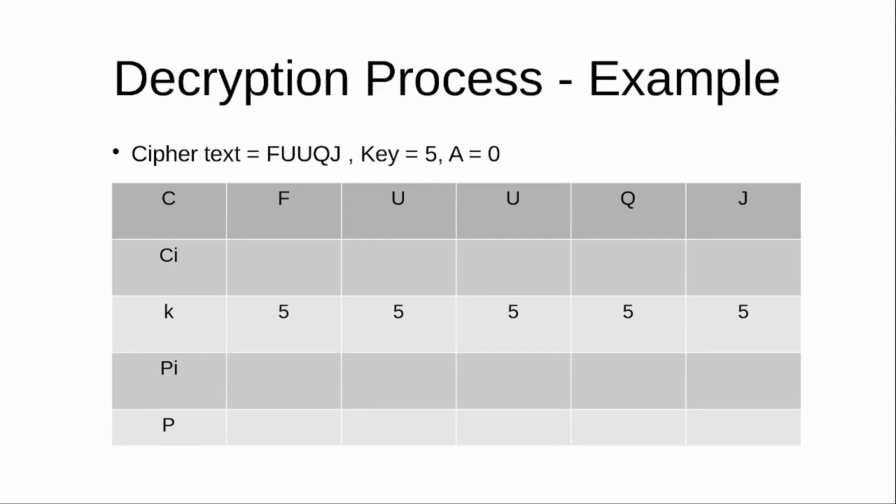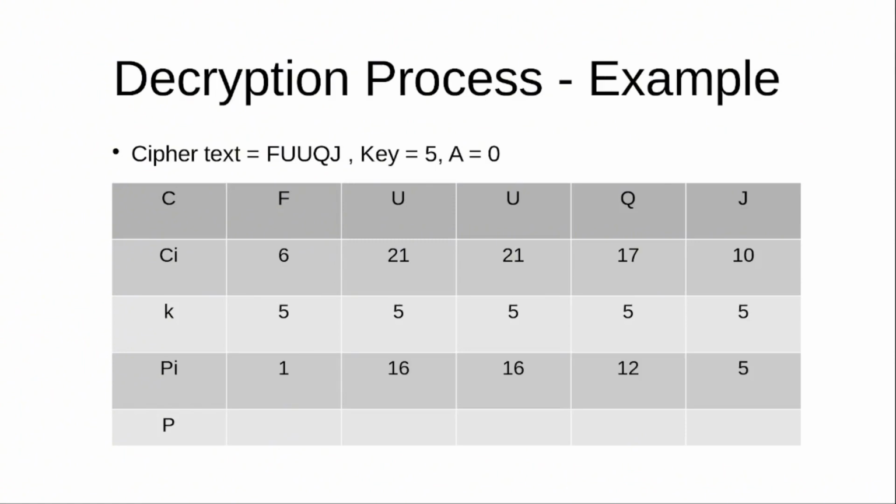Here we need three things: the ciphertext, the key, and the starting alphabetical value, which is A equals 0. Now in the following table, we have again placed the initial given value of ciphertext and key. After that, we place the corresponding value for each letter of the ciphertext, which is F for 6, U for 21, U for 21, Q for 17, Z for 10.